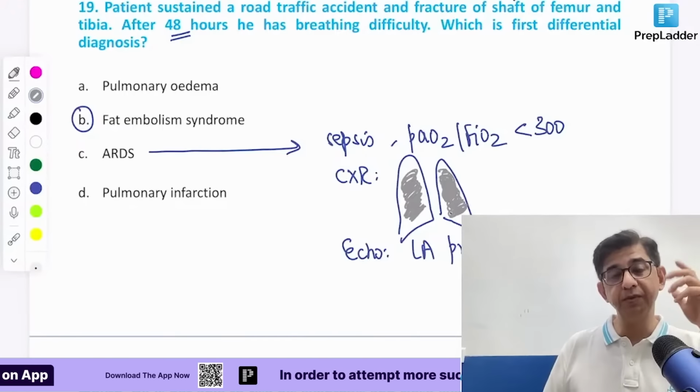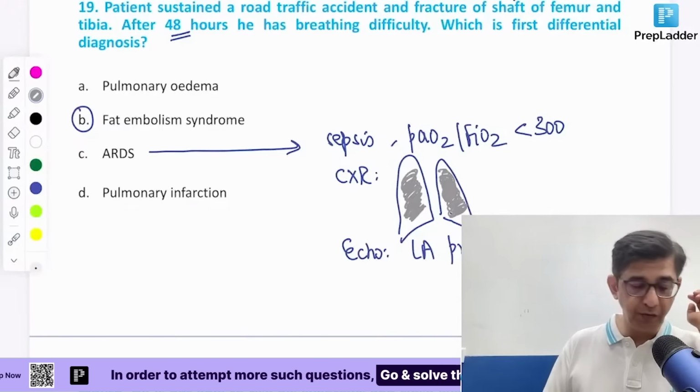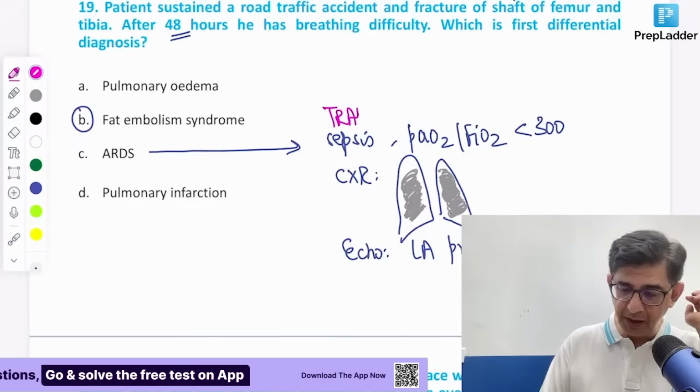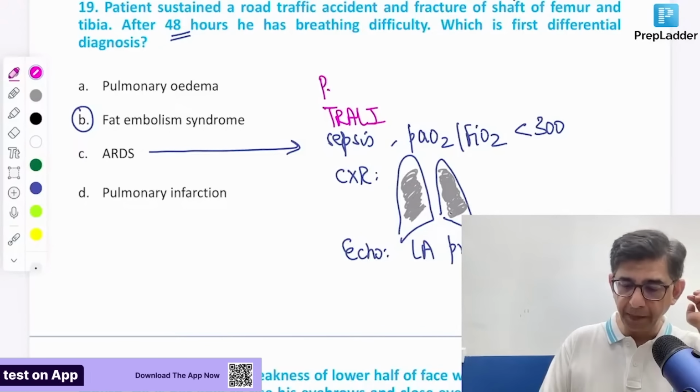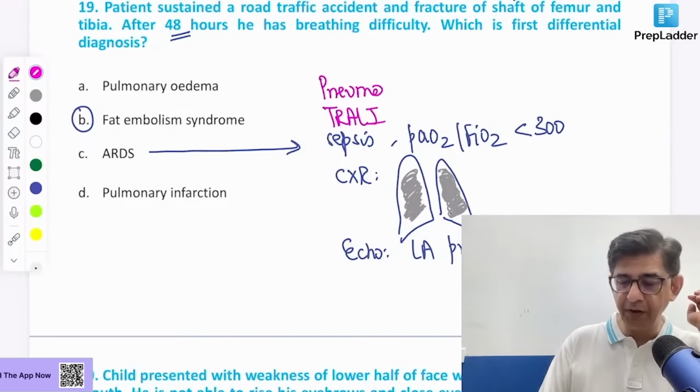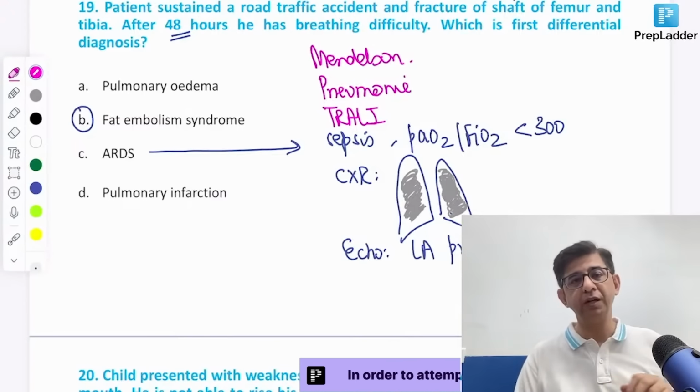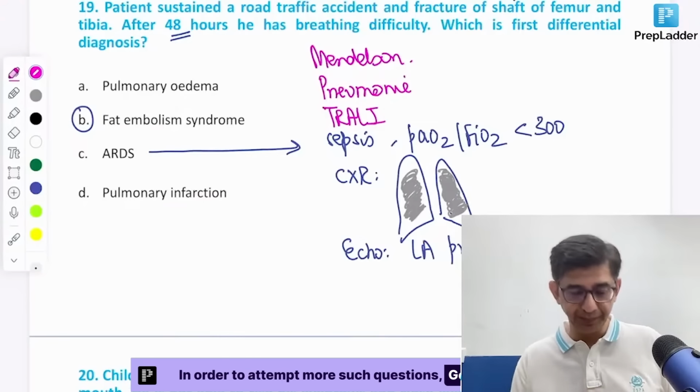Look at the trigger also: there should be sepsis, TRALI, that is transfusion-related acute lung injury, in a patient. Causes can be sepsis, TRALI, pneumonia, or Mendelson syndrome, where there is aspiration of stomach acid. So some kind of triggers would be given in the question for your answer of acute respiratory distress syndrome.